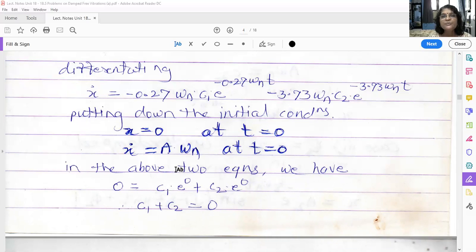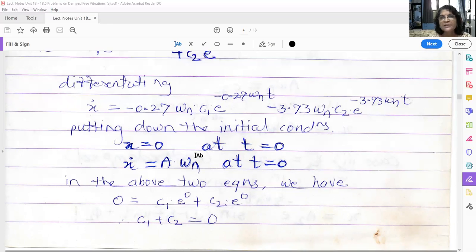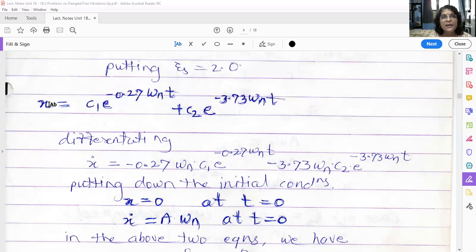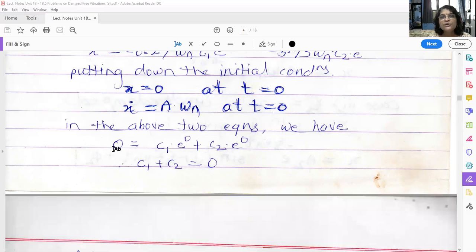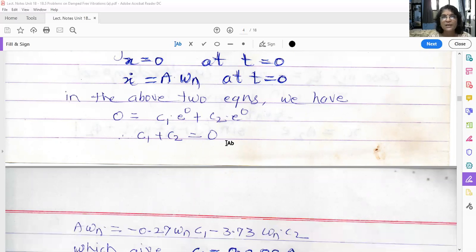Okay. So let us put the first condition. At t is equal to 0, x is equal to 0. So when I put here x is equal to 0, c1 e raised to 0 plus c2 e raised to 0. So what does it give us? 0 is equal to c1 into e raised to 0 plus c2 e raised to 0. That means c1 plus c2 is equal to 0. Keep it as it is.